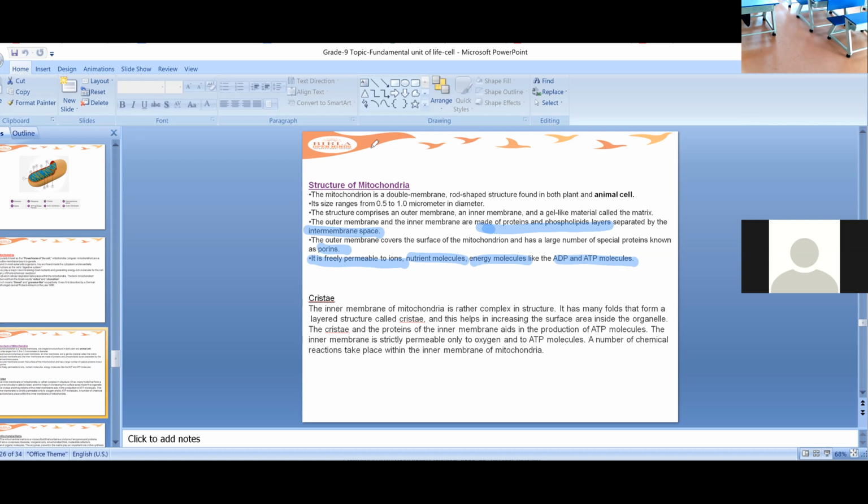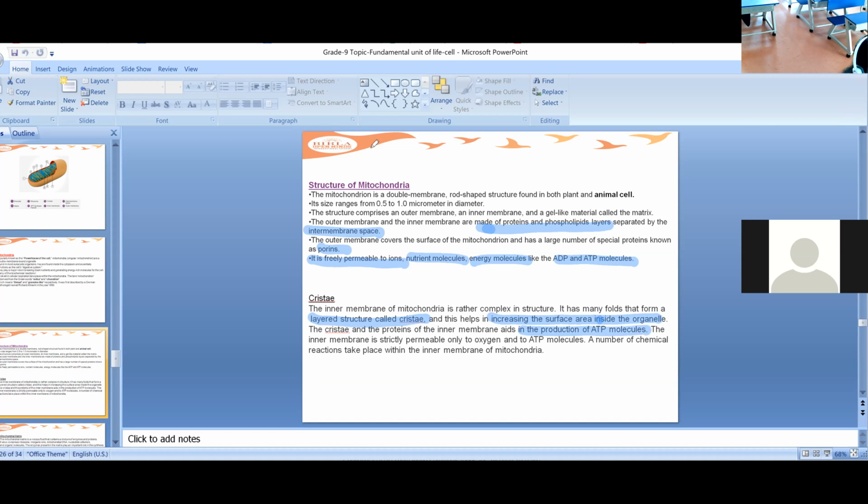Now coming to cristae. These cristae are the foldings which are present inside the mitochondria. These folds are layered structures. They are folded to increase the surface area inside the organelle. The cristae and the proteins of the inner membrane aid in the production of ATP molecules.